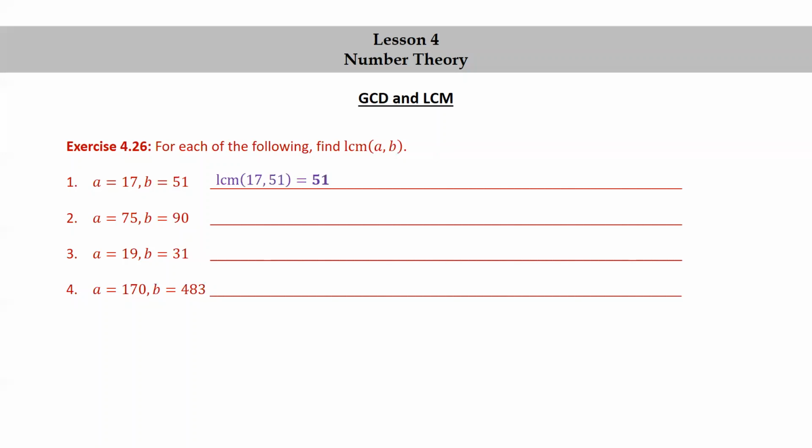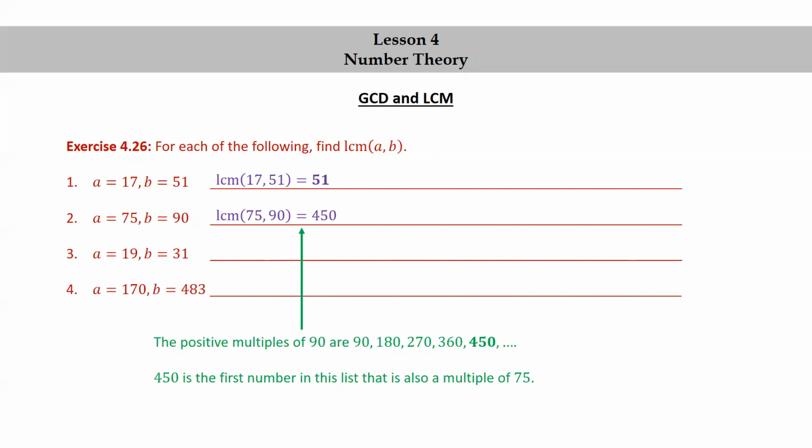Okay, the LCM of 17 and 51 is 51 because 17 is a divisor of 51. The LCM of 75 and 90 is 450. Here we see that the positive multiples of 90 are 90, 180, 270, 360, 450, and so on. 450 is the first number in this list that is also a multiple of 75.